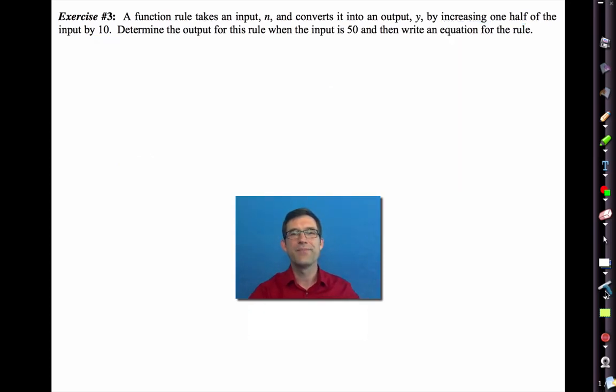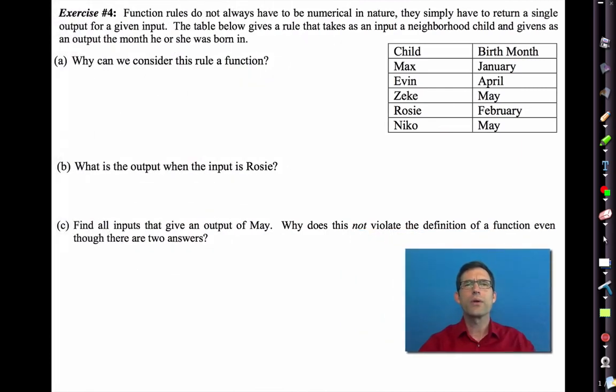So let's keep going. We want to work with functions in as many different ways as we can. And remember, at its base essence, all a function is is a rule that takes an input and gives us an output. Those inputs and outputs are mostly numerical, mostly numbers, but they don't have to be. So let's take a look at one in exercise 4 that is not numerical. Function rules don't always have to be numerical in nature. They simply have to return a single output for a given input.